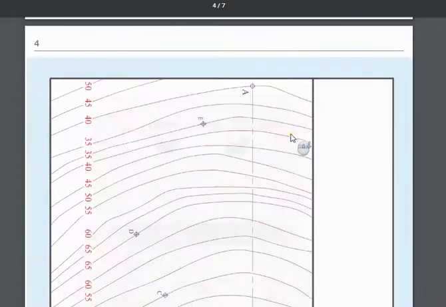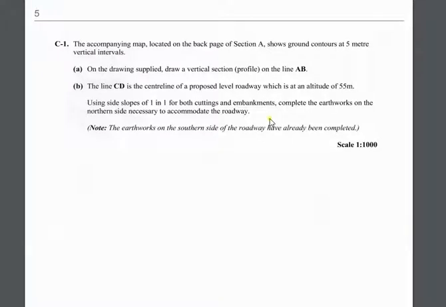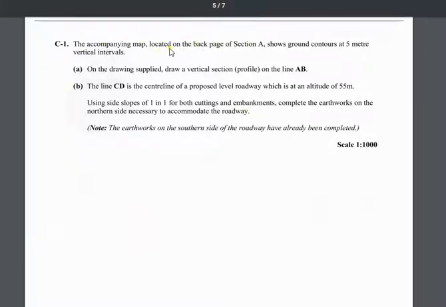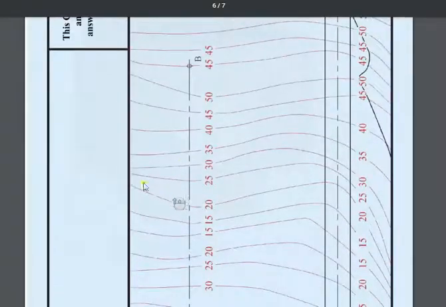If we look here quickly at the drawing, the next question is on the accompanying map on the back of section A, which shows contours at 5 meter intervals. On the drawing, show a vertical profile through the line AB. So we've a line AB in this question again. This is our line AB. All we're asked for in this question is just to draw the profile of it.